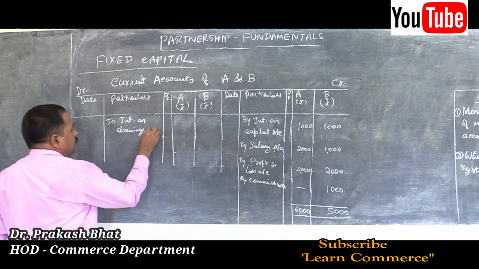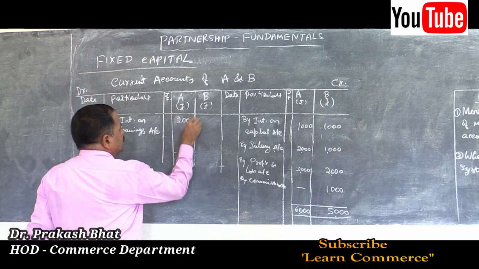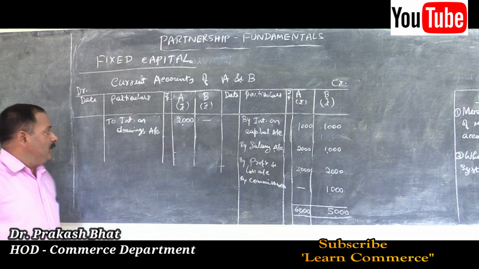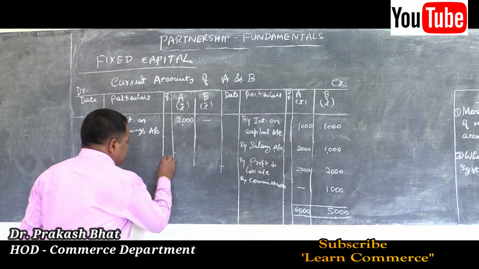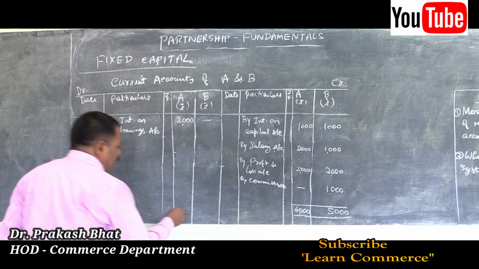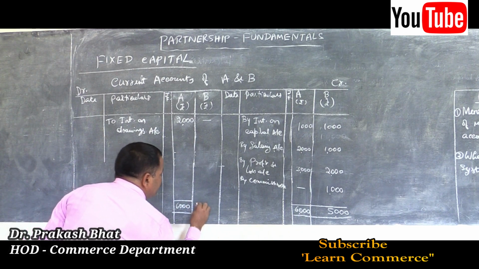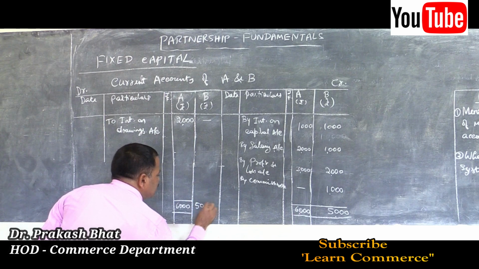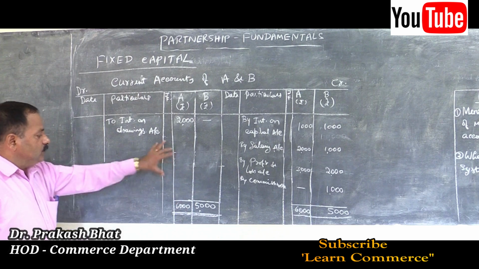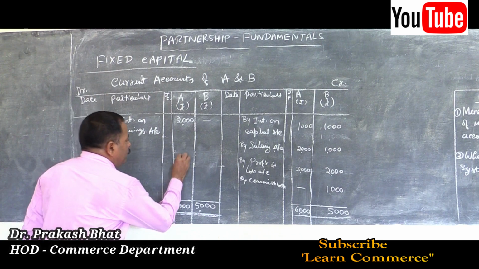I will take imaginary figures here. Interest on drawings account, maybe 2,000, and no withdrawal by B. Only withdrawal by A and no withdrawal by B. So here, let us close this account now. Write the total. Credit side total is 6,000 and 5,000. Write the same total on the debit side, whatever total you got on the credit side, because that side is higher. So we'll write the same total on the debit side. Now find out the difference and write the difference. That is here 4,000 is the difference.